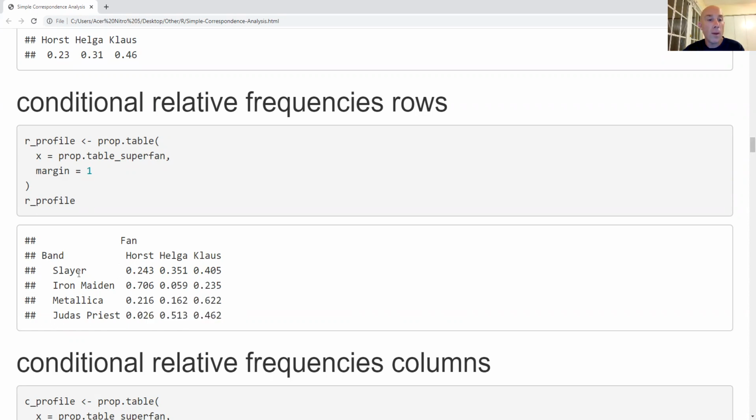So here, this is showing that when a Slayer was attended, so this is where the understanding of this gets kind of sticky. If I was to randomly pick someone who attended a Slayer concert among these three people, and I randomly pick one of the times that it was attended, it would be a 40% chance I would grab Klaus. Now, remember that this is a convoluted interpretation because we could have had Horst, Helga, and Klaus all at the same concert.